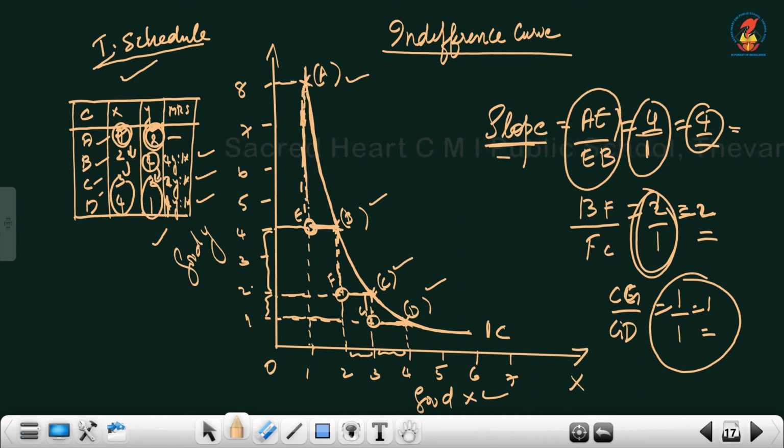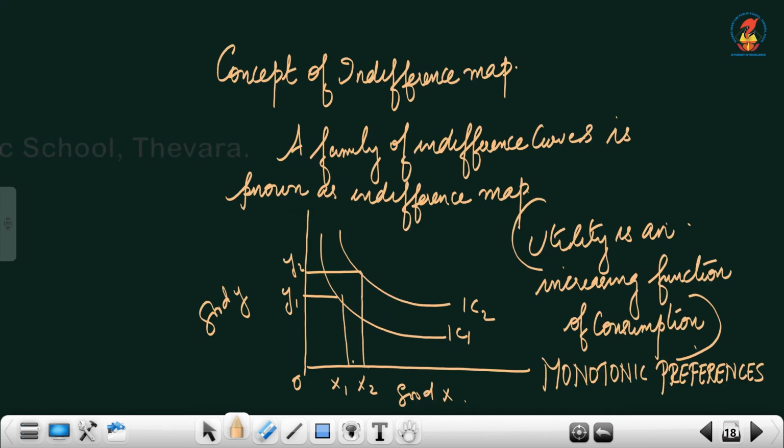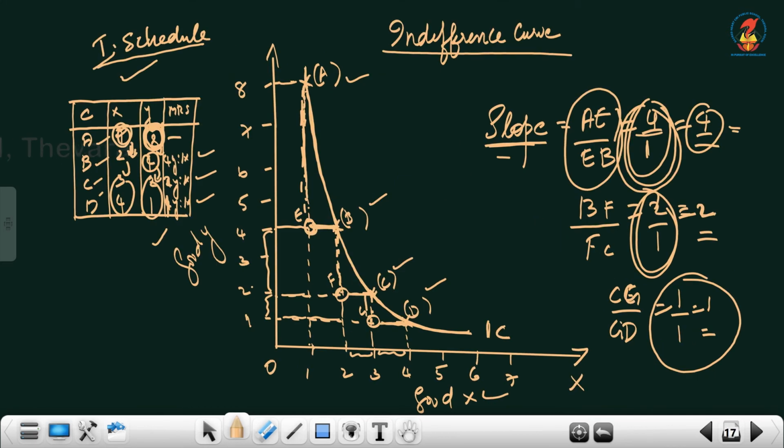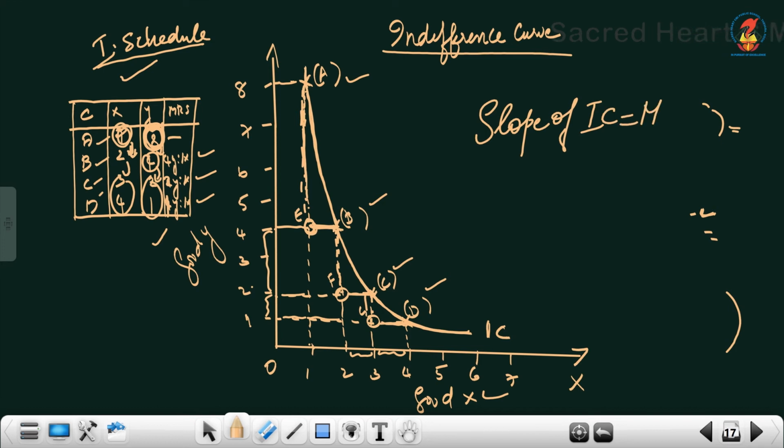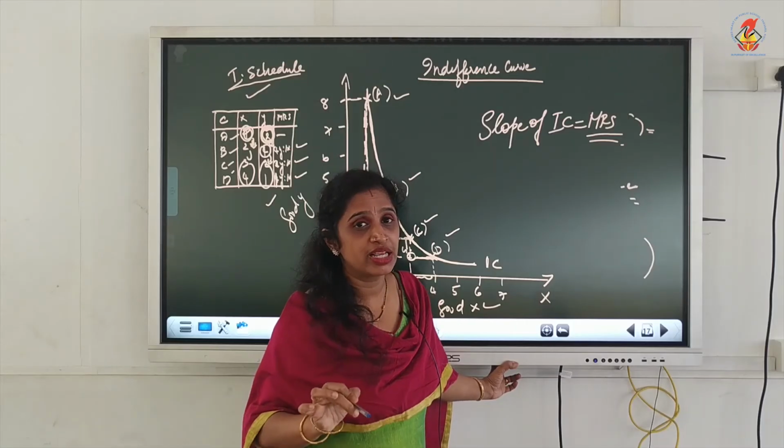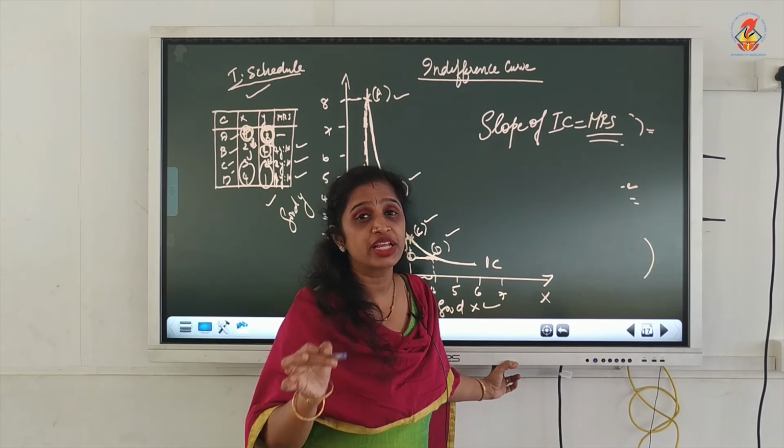Here you can find one commodity is sacrificed. Which commodity is sacrificed? Y is sacrificed from 8 to 4 and X is gained from 1 to 2. That is why 4 by 1. Therefore, we can write that the slope of indifference curve is equal to MRS. So MRS is thus the slope of indifference curve, because one commodity is sacrificed to get more of the next commodity.